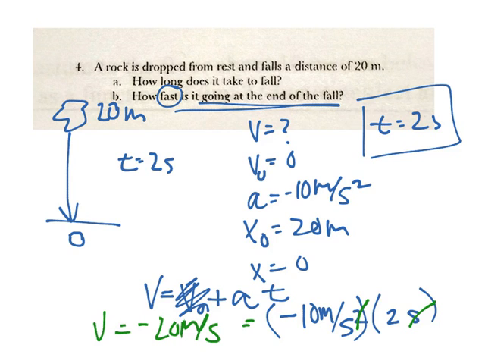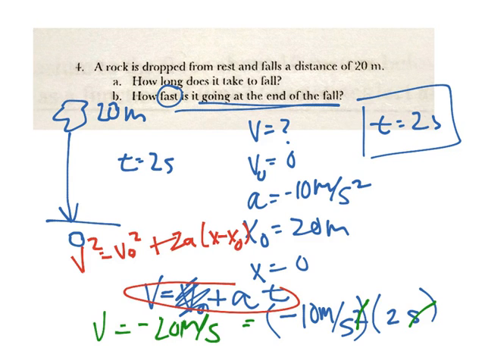You could have also used the equation v squared equals v naught squared plus 2a times x minus x naught, but this one looks a whole lot simpler.